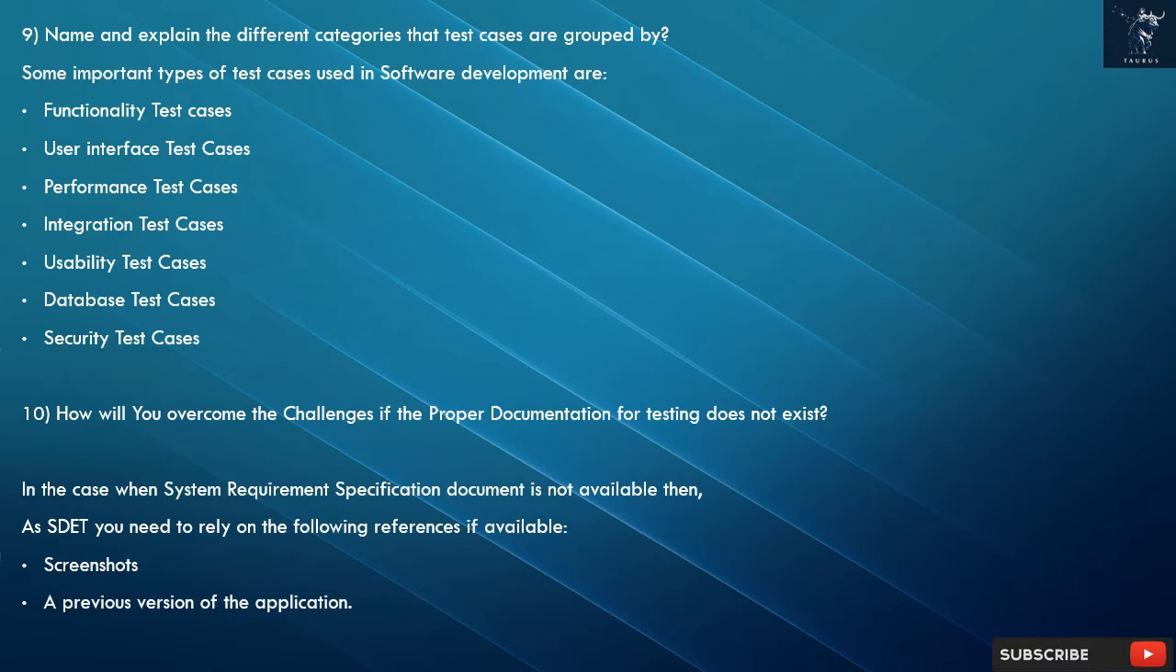10. How will you overcome the challenges? If the proper documentation for testing does not exist, in the case when the system requirements specification document is not available, then as an SDET, you need to rely on the following references if available: screenshots of the previous version of the application, wireframes.